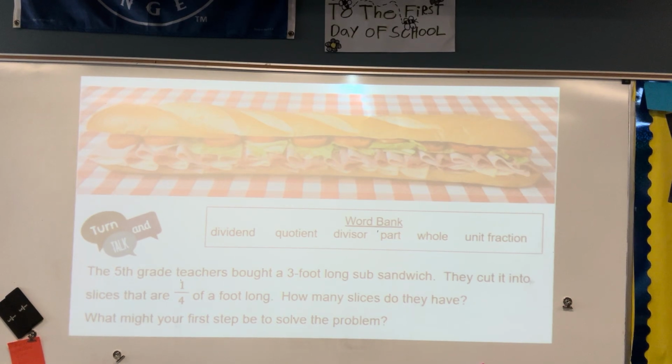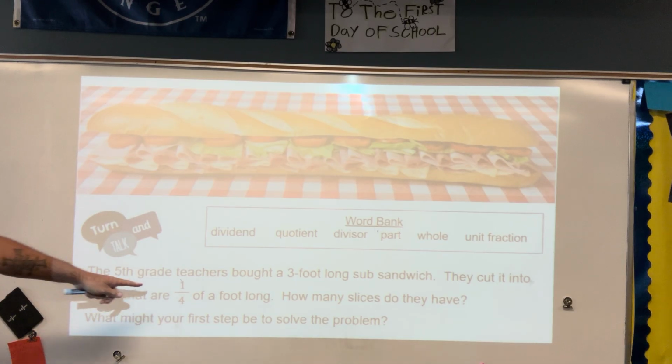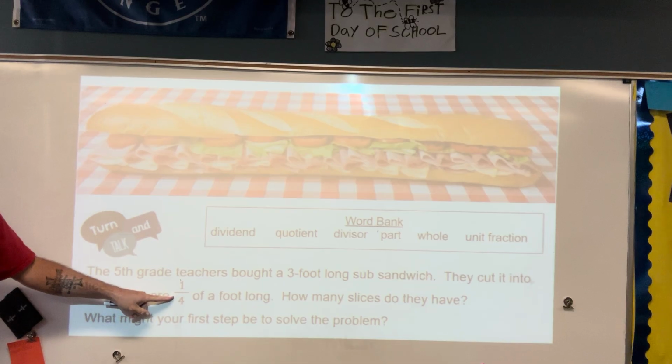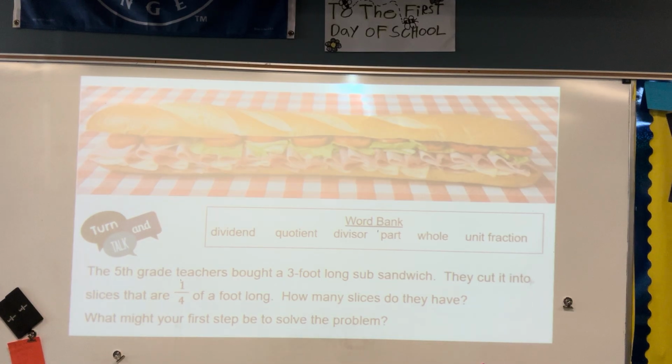Ladies and gentlemen, boys and girls, children of all ages, we have covered adding and subtracting fractions. We have covered multiplying fractions by whole numbers. Now we are talking about dividing with unit fractions and whole numbers. One thing you must know is a unit fraction is a fraction that has a numerator of 1. For example, 1/4 is a unit fraction because it has a numerator of 1.